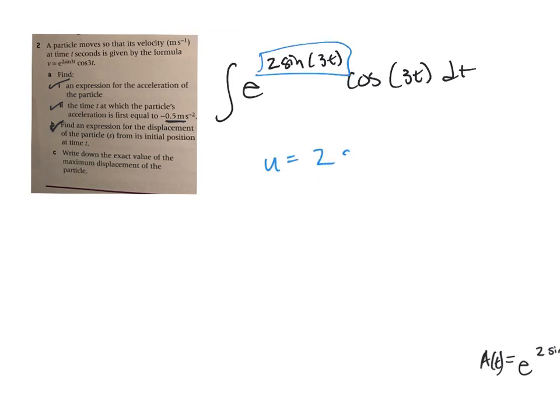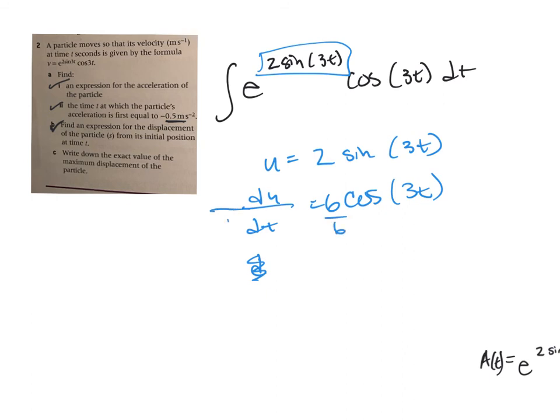u is 2 sine of 3t, which means du dt is going to be 6 cosine of 3t. And heck, let's just divide by 6. Divide by 6, and we're going to get du over 6 dt equals cosine of 3t. So what we're going to do is just replace this cosine of 3t with that.